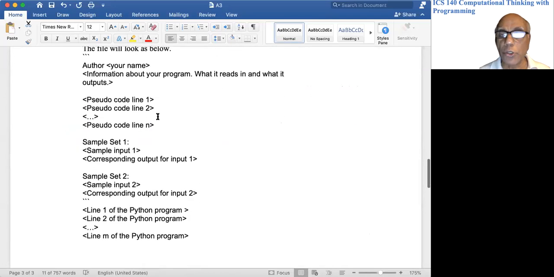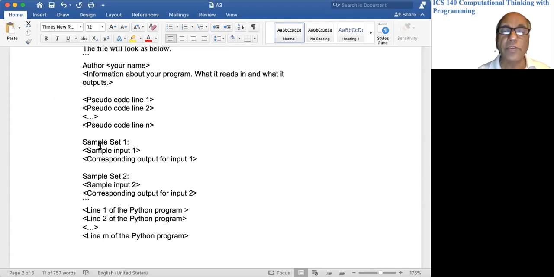Then you should write your pseudocode first and then only write the Python program. Don't do it in the reverse order. Don't write your Python program and then copy and paste it and maybe massage it a little bit and then say, that is my pseudocode. You are not going to get a lot of credit for that.